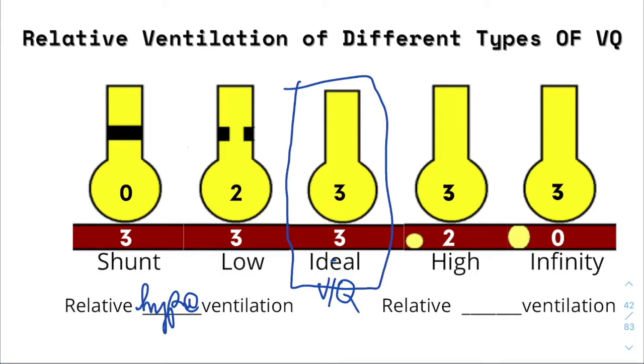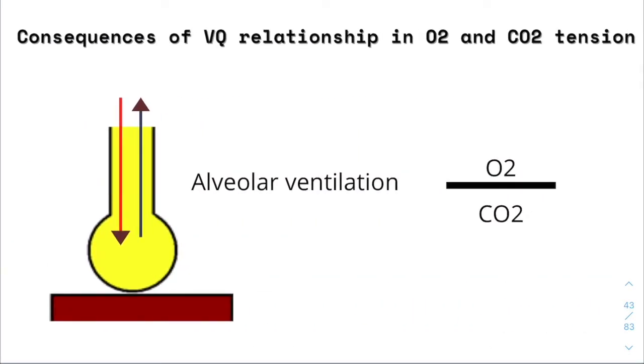On the other hand, when you have perfusion problems obstructing the perfusion, ventilation is not affected. So 3/2 is greater than 1. 3/0 is equal to infinity. You have a relative hyperventilation.